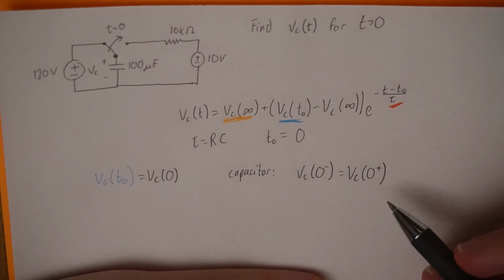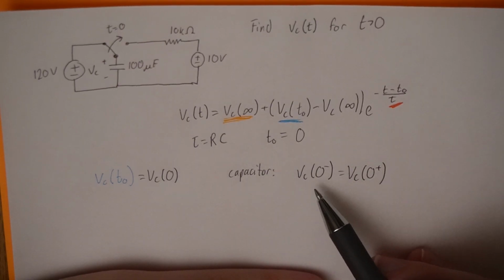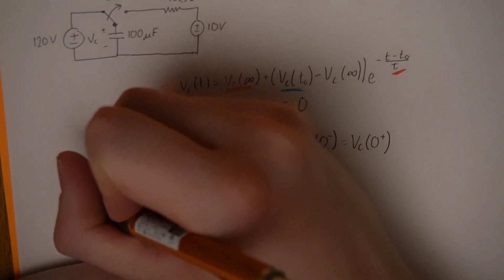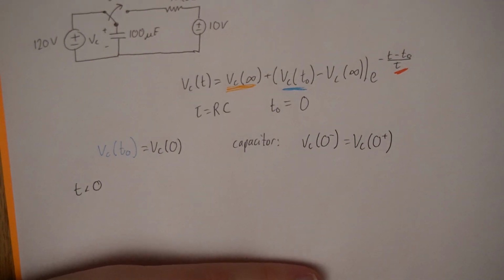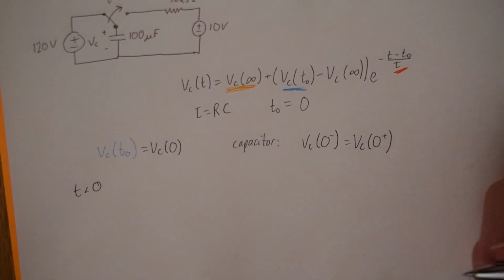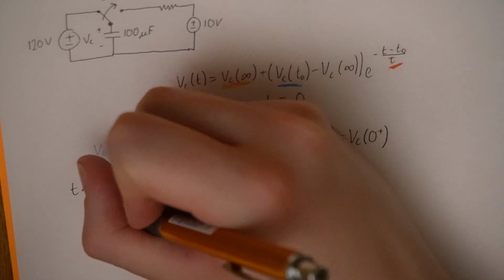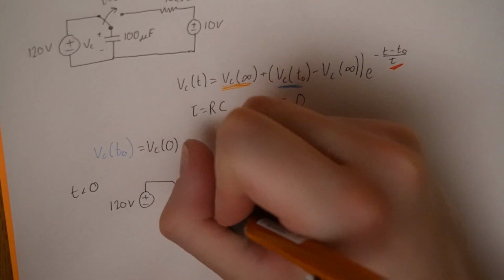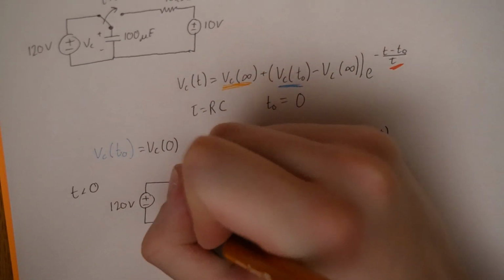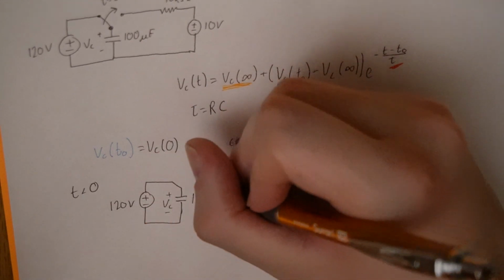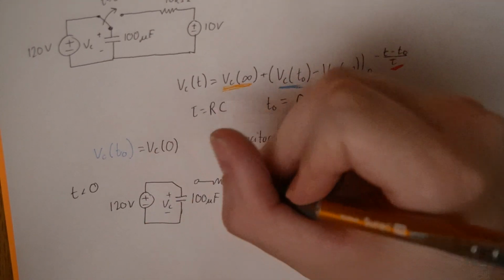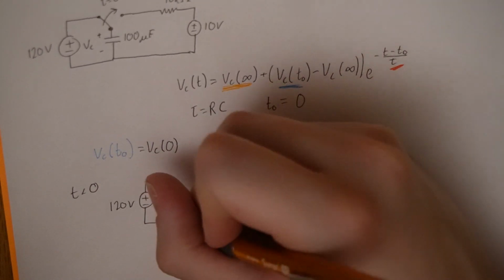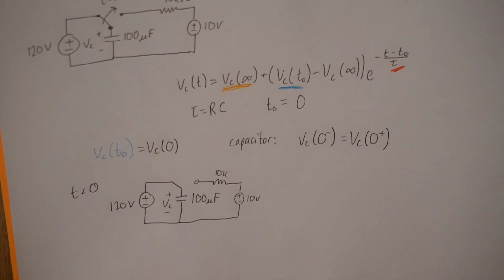So to find VC at 0 plus, we need to find what was the capacitor's voltage before the switch happened. Now this is important because this is time less than 0, which means it's before the switch activated. So let's draw the circuit and see what we have. And I have no connection there, that's open. 10K. Okay, so this is our circuit.